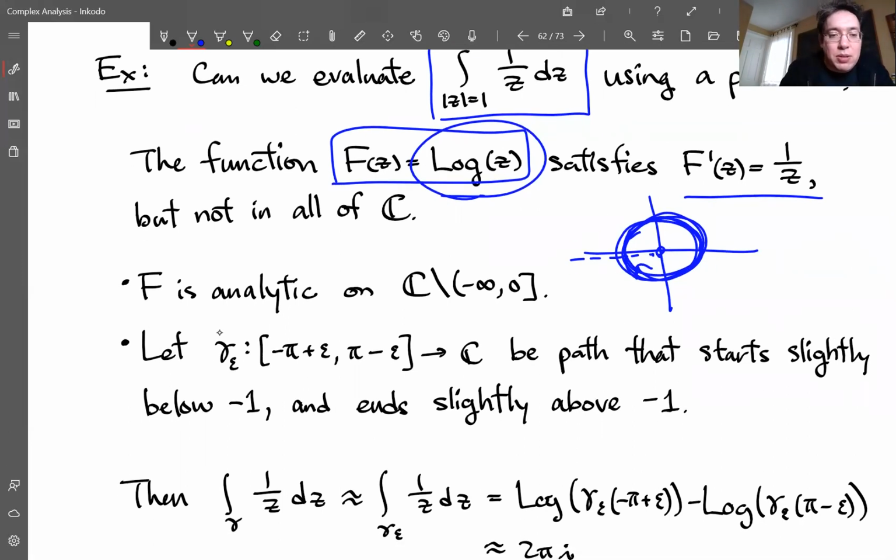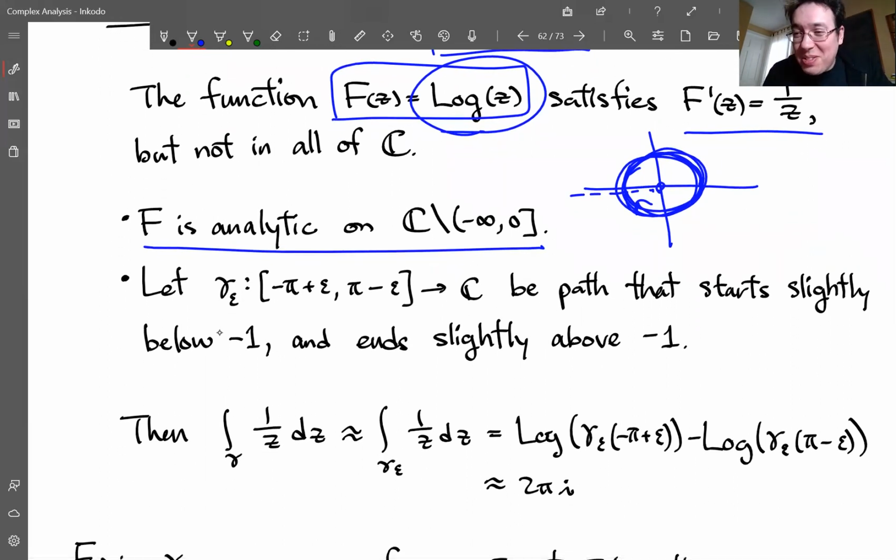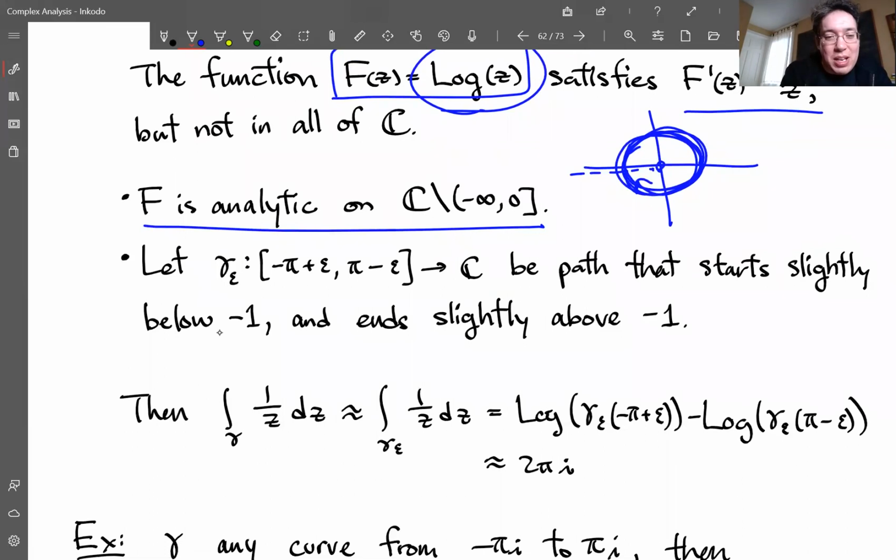Okay. So log is analytic on the slit plane, and you could get close to all of the unit circle. So let's say you have a curve gamma epsilon that goes from negative pi plus epsilon to pi minus epsilon. So it starts slightly below the negative real axis and ends slightly above the negative real axis. So it does this path, but does not touch the slit.